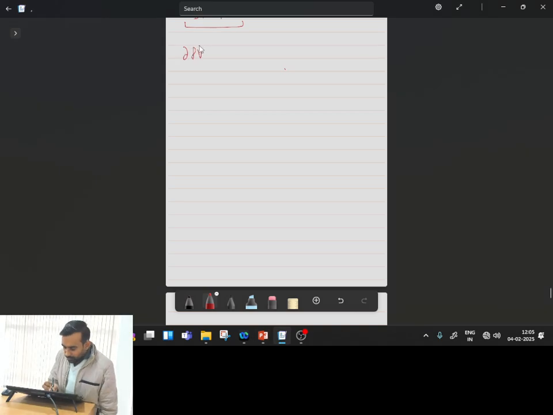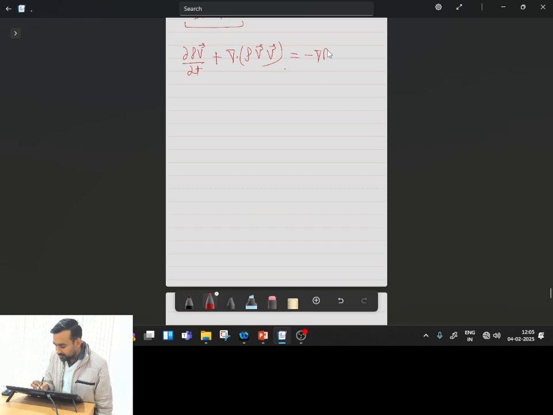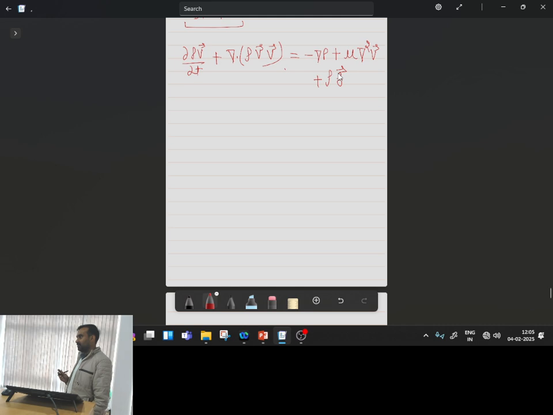Del rho v vector by del t plus divergence of rho v vector v vector is equal to minus gradient of p plus divergence of, or if I assume Newtonian fluid of constant viscosity, then mu times Laplacian of v vector plus rho into g vector. Okay, now if you try to replace the individual terms over here, what will be v?